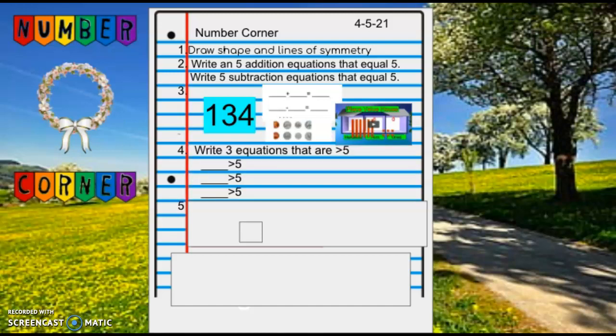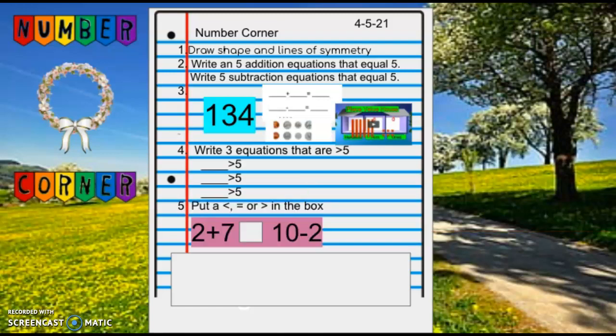Number 4, you are going to write 3 equations that are greater than 5. Please write 3 equations that are greater than 5. Press pause if you need more time for number 4.